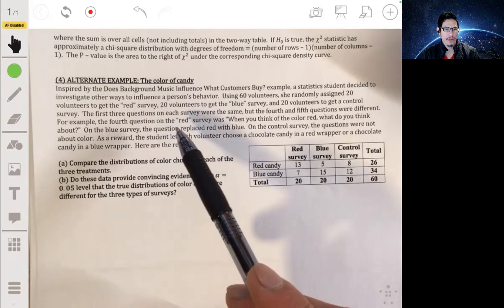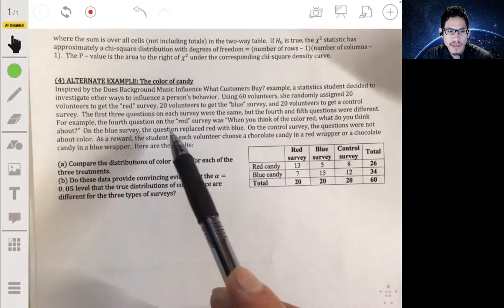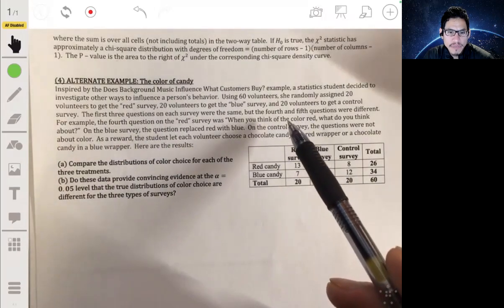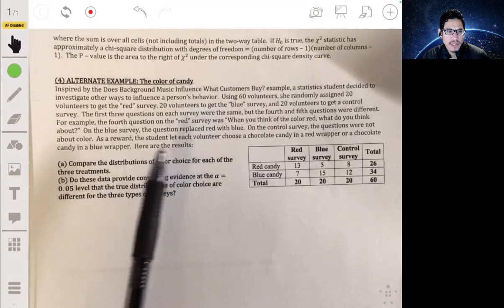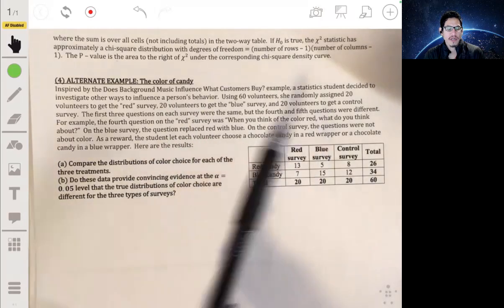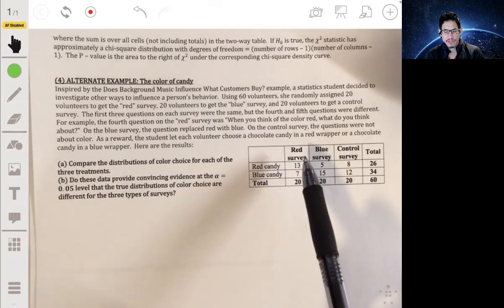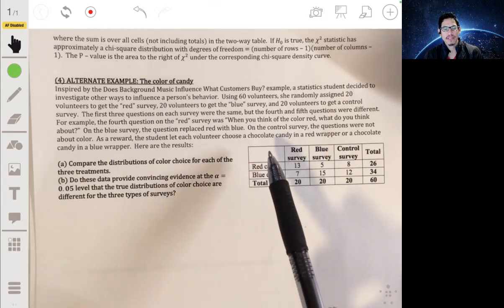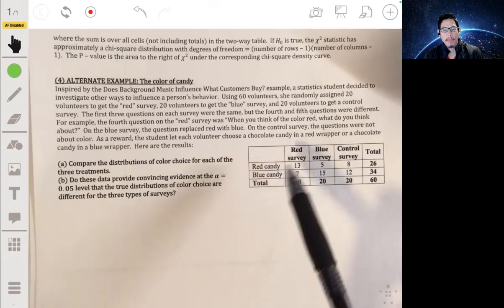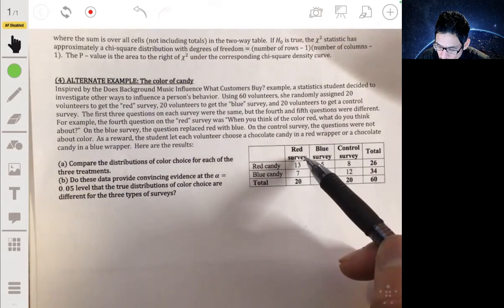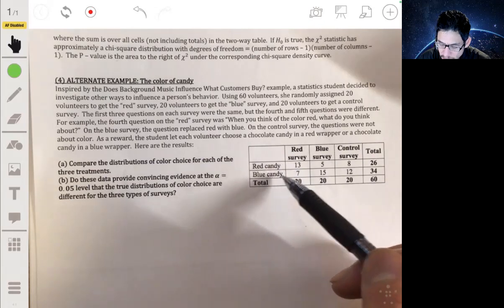For example, on the red survey, it was, when you think of the color red, what do you think about? On the blue survey, it was, when you think of the color blue, what do you think about? And on the control survey, the questions were not about color. As a reward, the student let each volunteer choose a chocolate candy in a red wrapper or a chocolate candy in a blue wrapper. Here are the results. So she recorded what color candy they picked. That's interesting. So we have the distribution of people who got red surveys, blue surveys, and the control surveys, and whether or not they picked red candy or blue candy.